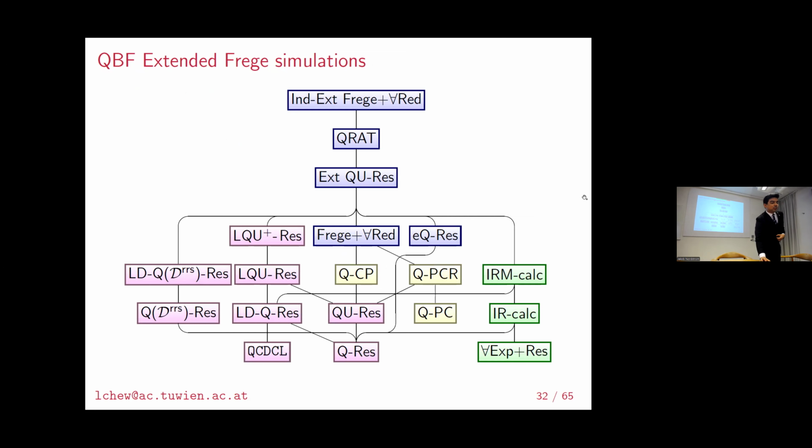So we've now shown that extended QU resolution will simulate all these various different proof systems. If you see here, here's our for all expansion plus resolution, which is the proof system that I started with. And then you've got QU resolution here, which is simulated by other systems, which we've shown this simulation. All these simulations are done via this strategy extraction technique. So it ends up being very powerful.